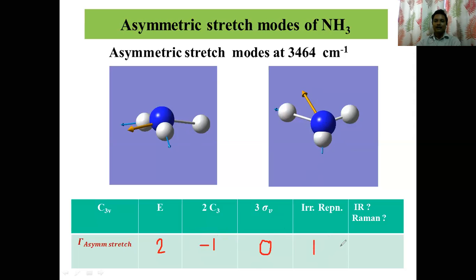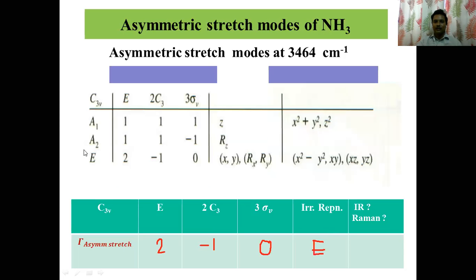Now what about IR and Raman activity? To do that, we should be able to use this character table and find out. Yes, this is going to be IR active because X and Y go along E, and also the quadratic terms go along E. So therefore it is going to be both IR and Raman active.